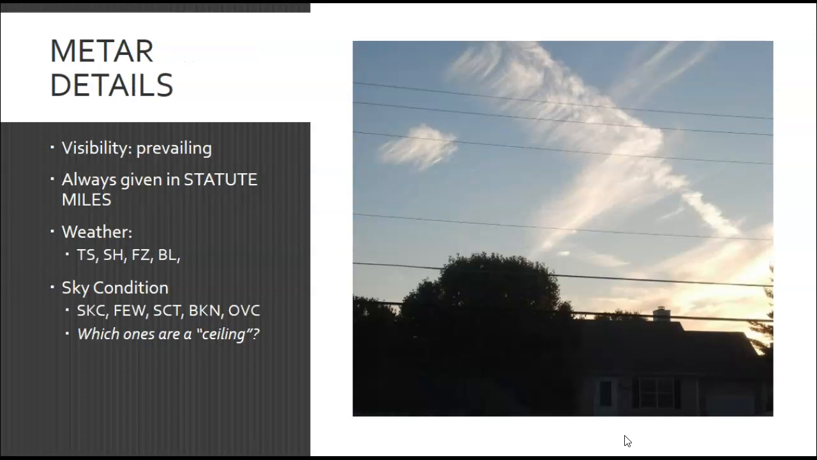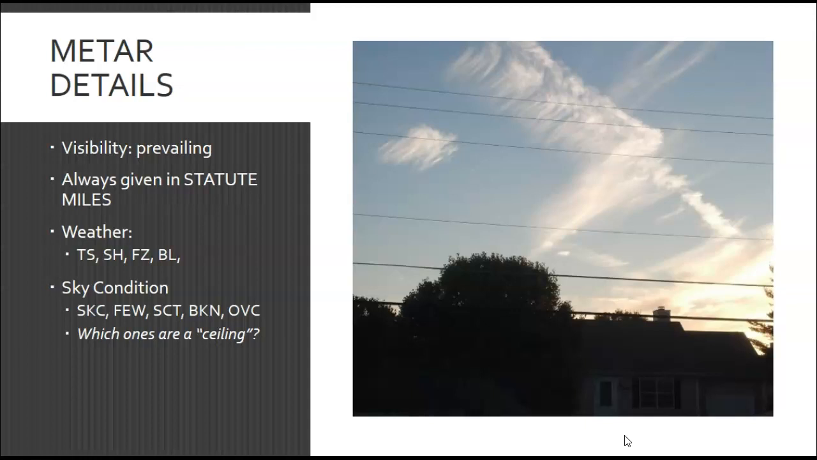So just a few things about the METAR. Visibility is always stated as prevailing visibility, and it's always given in statute miles. There are some abbreviations that you should get to know. TS stands for thunderstorms, SH is short for showers, FZ is for freezing, and BL is short for blowing.